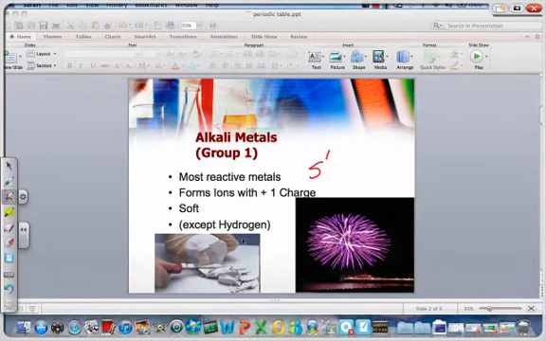Now, hydrogen doesn't really fit these characteristics. It's kind of in its own group. Also, a lot of these elements are used in fireworks. So right here, you see that purple color. That should be from potassium.